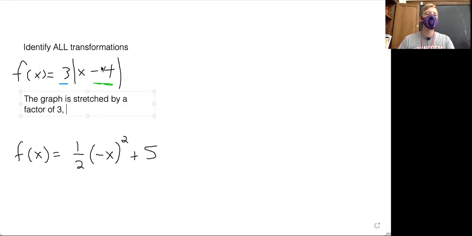And if I have a -4 inside the absolute value sign, similar to inside parentheses previously, is that going to move us side to side, or is that going to move us up and down? -4, where's that going to move our graph? It's going to move us to the right.